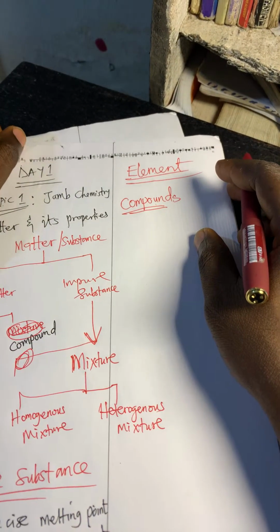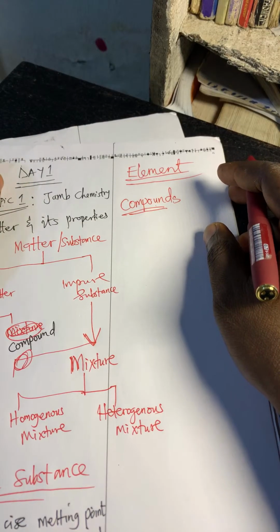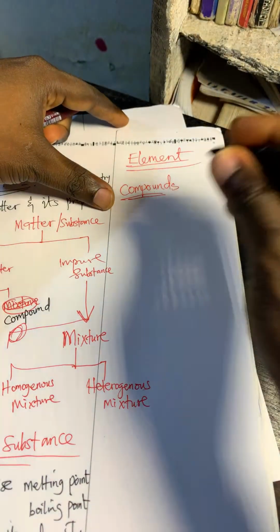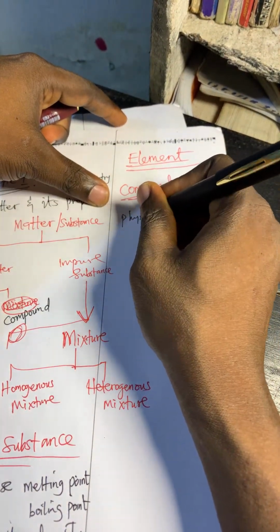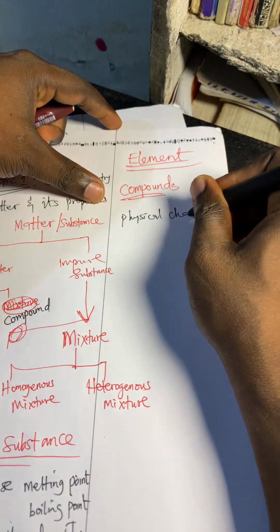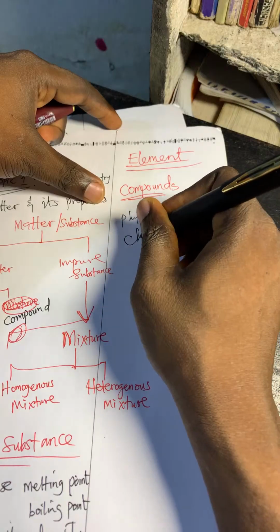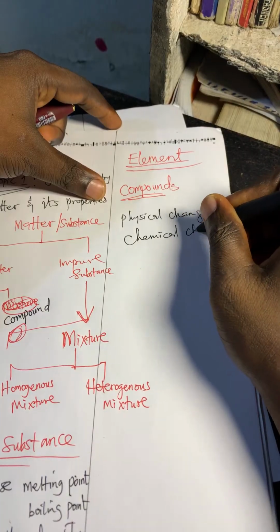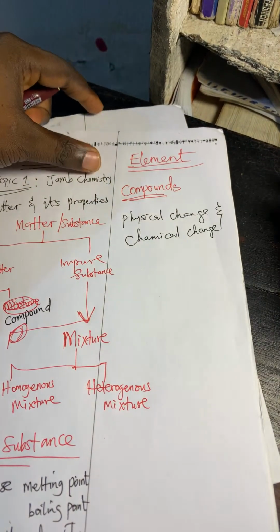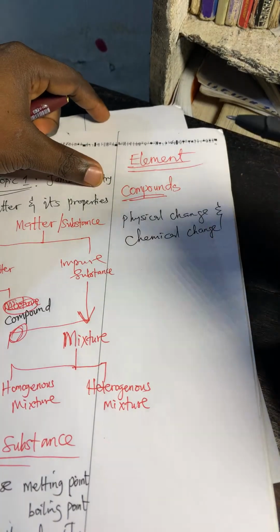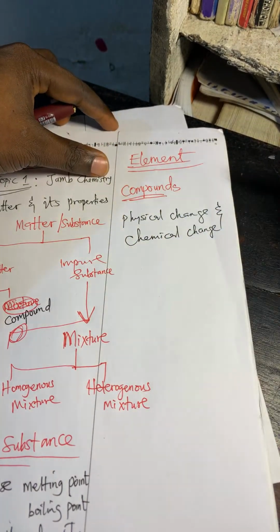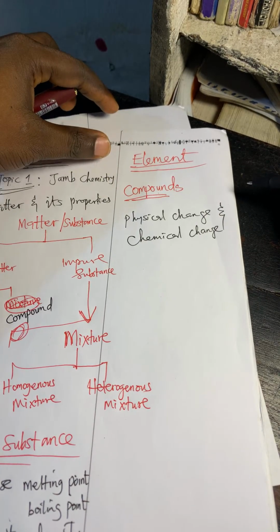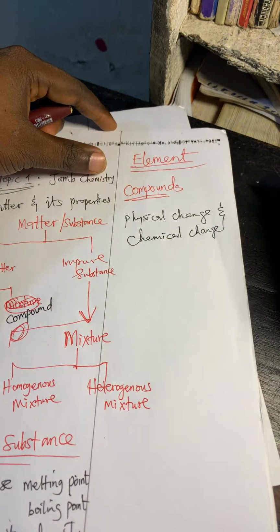Chemically combined together, that is what a compound is. Compounds form as a result of chemical change. My people, do you still remember what we mean by physical change and chemical change? Do you still remember what these two things stand for? One of them is a change that leads to the formation of new substances, and it is not easily reversible. Not that it cannot be reversed, it is not easily reversible.